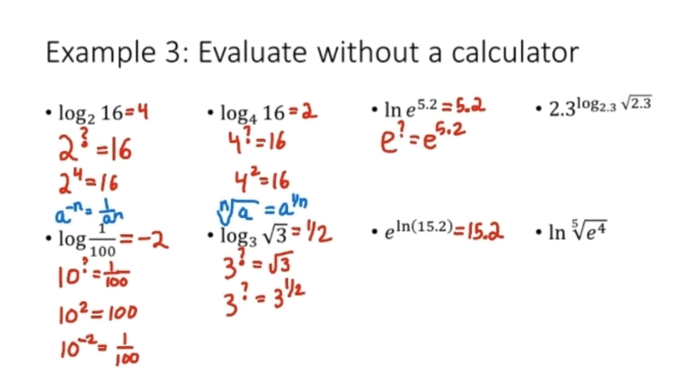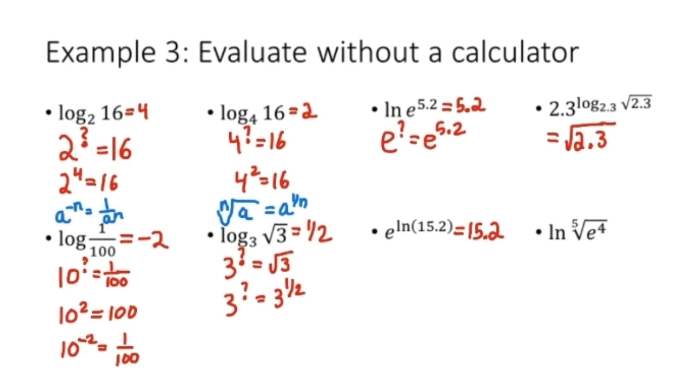And the next example, 2.3 raised to the log base 2.3 of the square root of 2.3. The idea of how to evaluate it is very similar. Log base 2.3 of the square root of 2.3 represents the power we would need to raise 2.3 to in order to obtain the square root of 2.3. So 2.3 raised to the power that we would need to obtain the square root of 2.3 would be equal to the square root of 2.3.